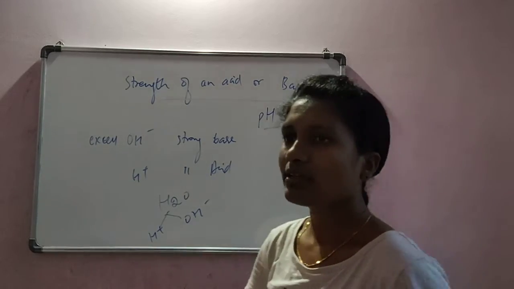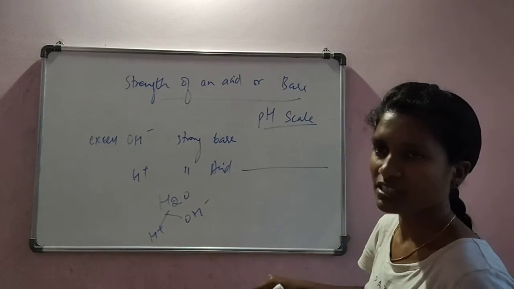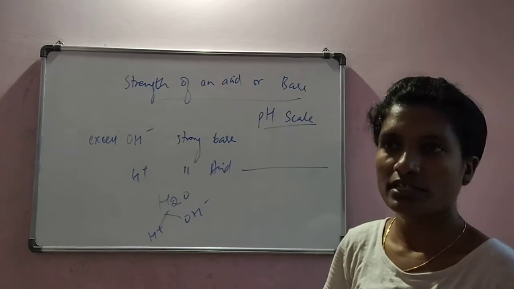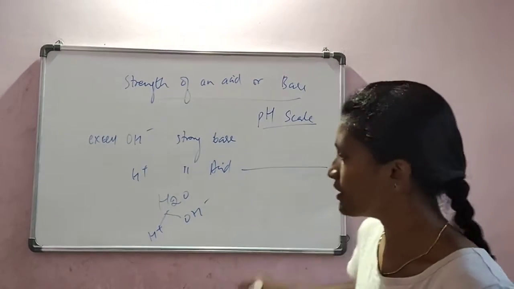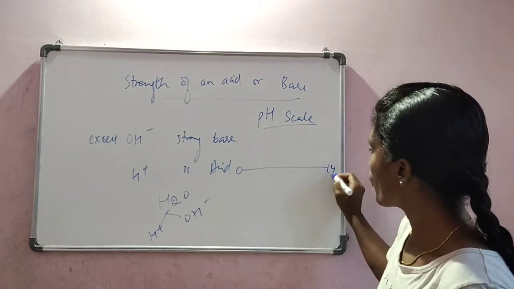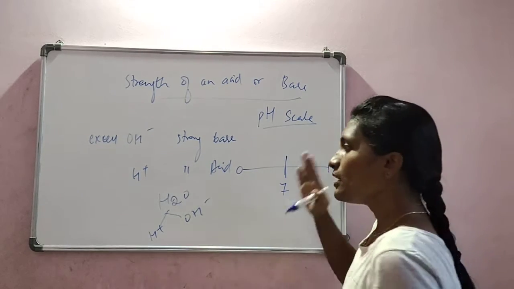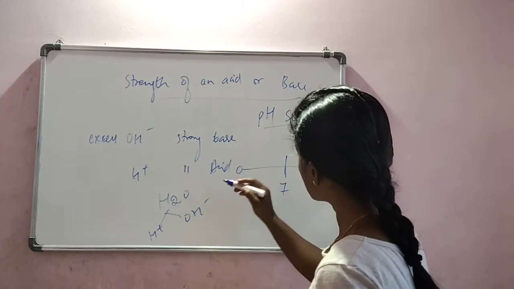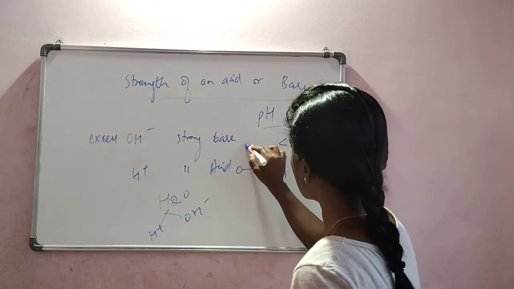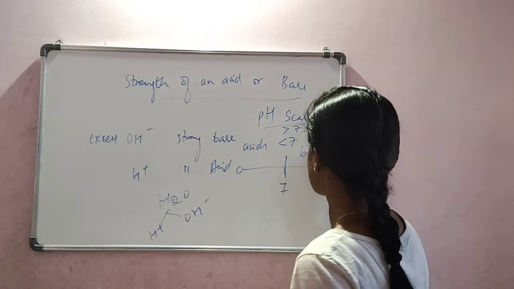The pH scale is a kind of scale which consists only of numbers. It doesn't have any units. It is not measured in kgs or liters or anything. It only has numbers from 0 to 14, and the middle value is taken as 7. Any acid or base which gives a number below 7 is an acid, and above 7 is a base.